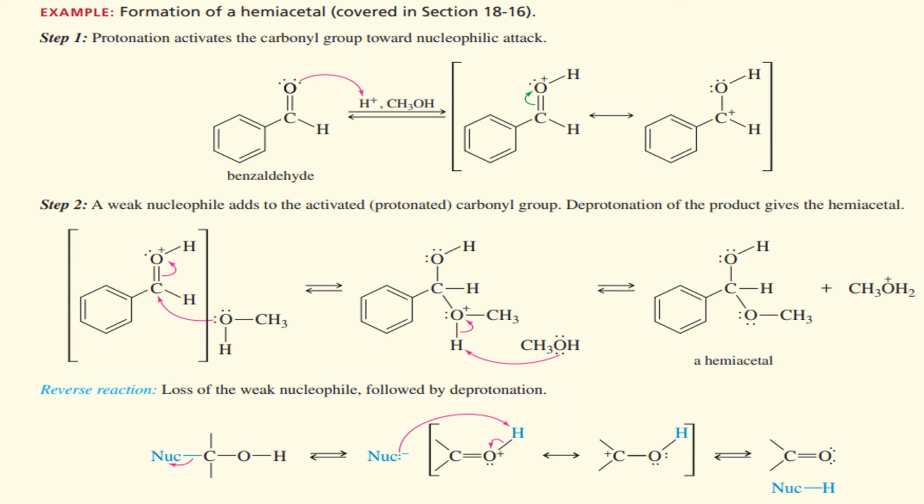An example of acid catalyzed addition is the formation of a hemiacetal. In step 1, protonation activates the carbonyl group towards nucleophilic attack, followed by step 2, in which a weak nucleophile adds to the activated, protonated carbonyl group. Deprotonation of the product then gives the hemiacetal.